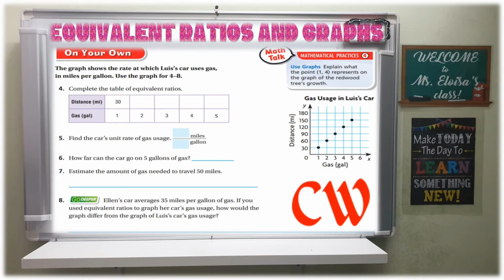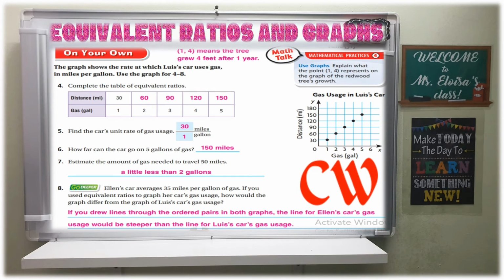For your classwork, do on your own numbers 4 to 8. And here are the answers. See if you get the same answer. Again, if your answer is different, you can try it again until you get the correct answers. Did you get them all correctly? Wow, that's great.